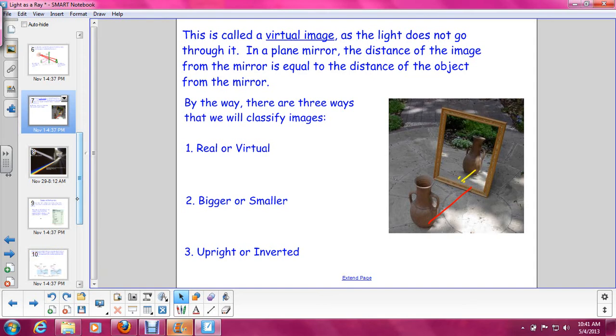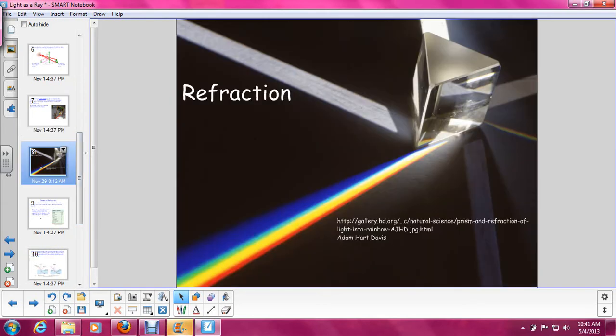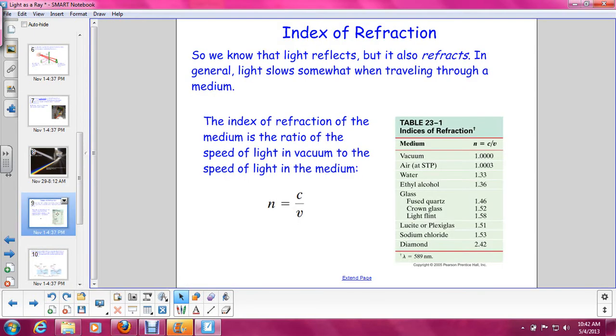So that's reflection. The other thing that we talked about that waves can do is refraction. And we're going to talk about the refraction of light. Now, remember that light refracts because it slows down somewhat when it travels through different mediums. So remember, when waves travel through different mediums, they will have different speeds. And light is no different. We talk about the speed of light all the time, but when we talk about the speed of light, what we really mean is how fast light is going in a vacuum.